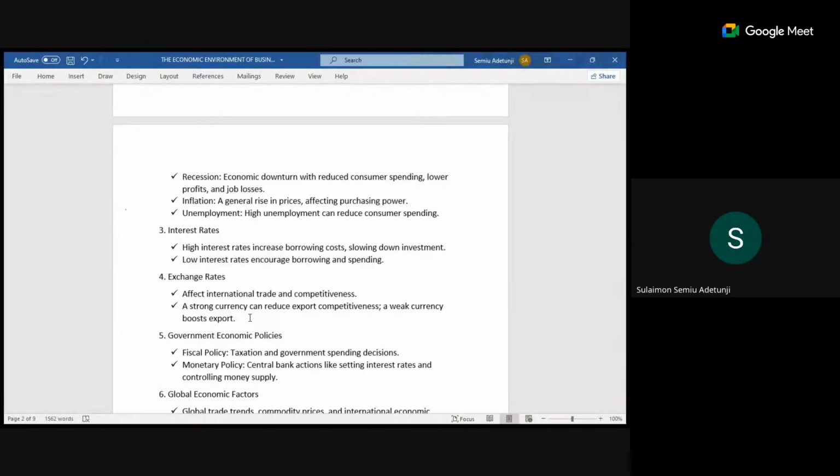A strong currency can reduce export competitiveness. That means a weak currency boosts exports. That means if our currency is very weak, then we tend to depend more on exports, because our own currency is weak. So we tend to export more goods from the country.